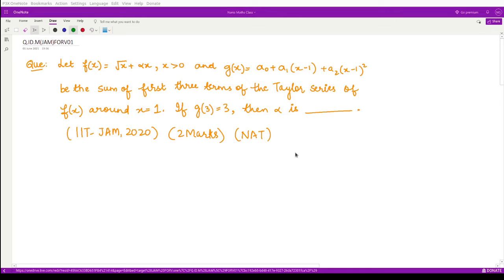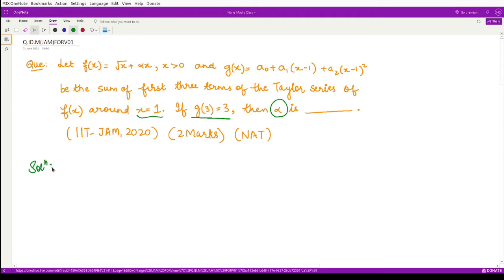The question says: let f(x) be defined as square root of x plus alpha x, where x is greater than 0, and g(x) is given to be the function a0 plus a1 (x minus 1) plus a2 (x minus 1) whole square. This is the sum of the first three terms of the Taylor series of the function f(x) around the point x equals 1. Moreover, it is given that g(3) is 3, and they are asking for the value of alpha. So here we have to determine alpha by solving this expression.